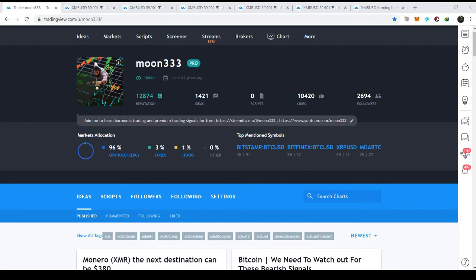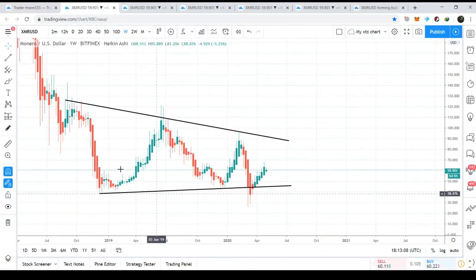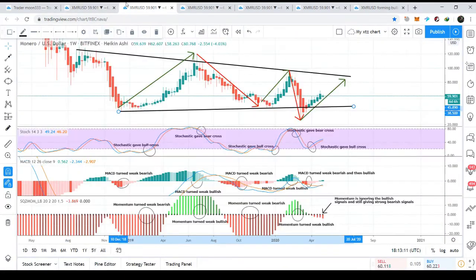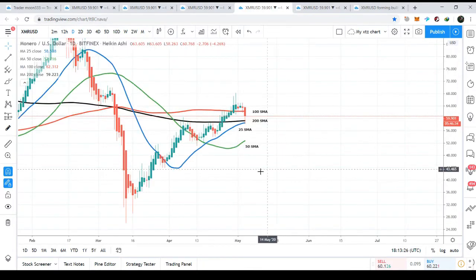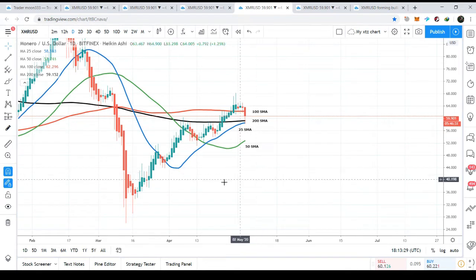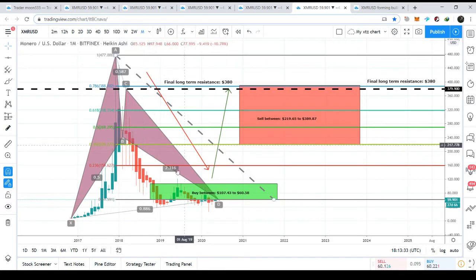Today, I want to show you how Monero has formed a wedge pattern on the long-term weekly chart, and we will also watch how a combination of indicators is synchronized with the movement of the price action of XMR within this wedge pattern. I would like to show you the different support and resistance levels on this daily chart, and we will also watch how the simple moving averages are moving with the price action. And finally, I would like to show you this very big bullish bat pattern that has been formed on the monthly chart by the price action.